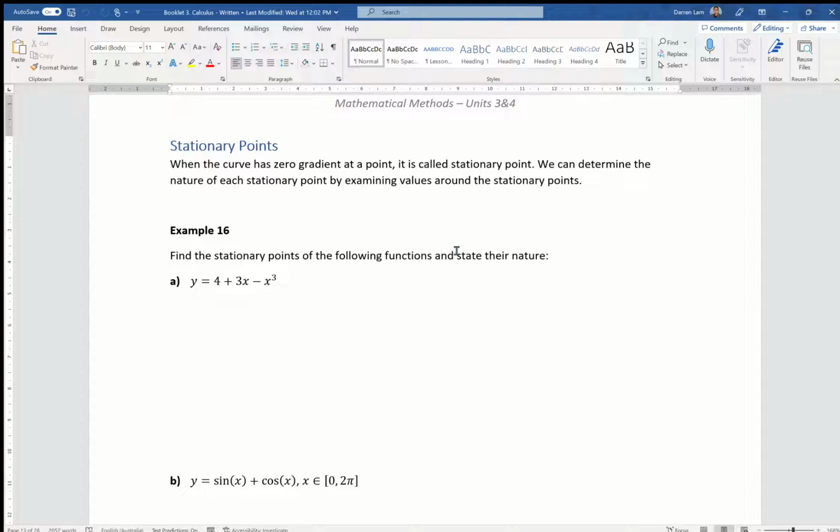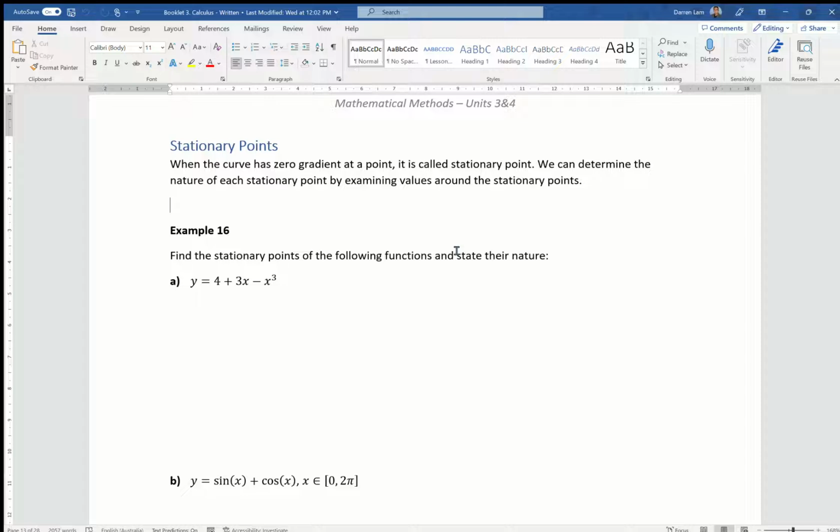So, of course, stationary points occur when the curve has a zero gradient at a point, and as we mentioned, there are different types of stationary points. There are your turning points, your local maximum, your local minimum, and of course your stationary points of inflection. Just a quick reminder that not all points of inflection are stationary.